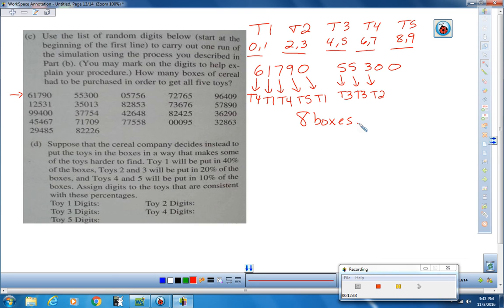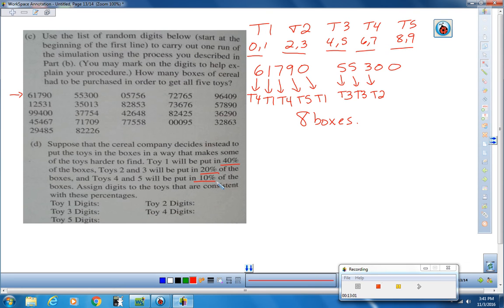Okay? So it says, suppose that the company instead decides to put the toys in boxes in a way that makes some of the toys harder to find. So now they've changed things up. So toy 1 will get 40%. Toys 2 and 3 will get 20%, and toys 4 and 5 will only get 10%. And now it says, how would you assign random digits that are consistent with these purchases?